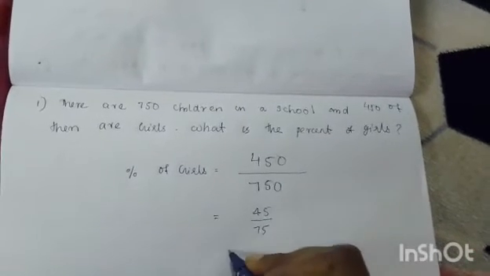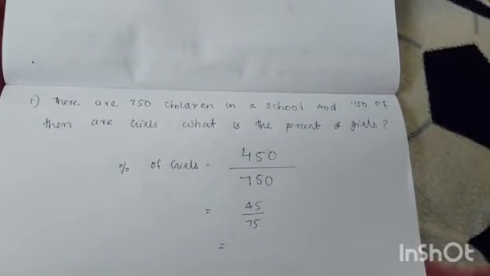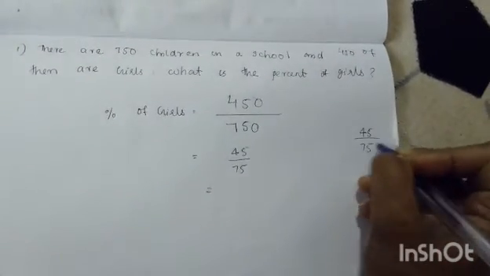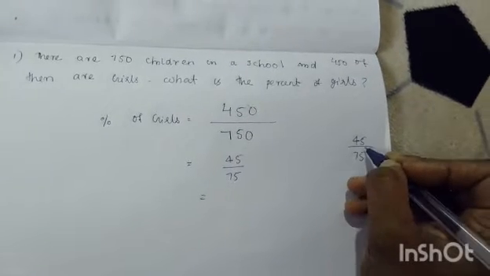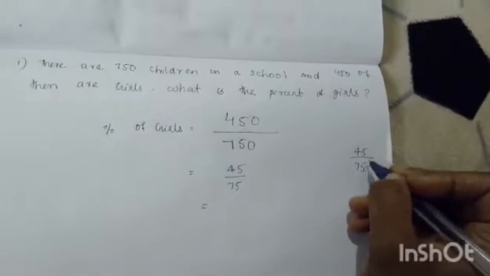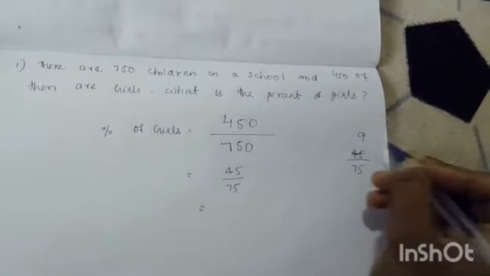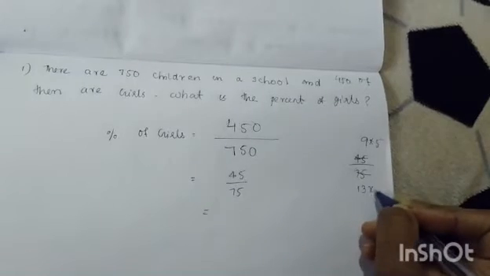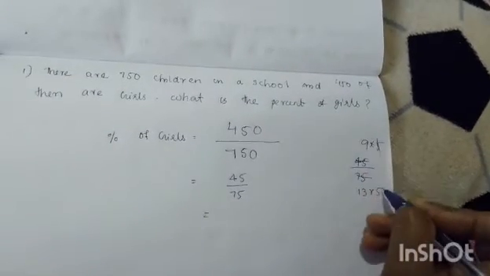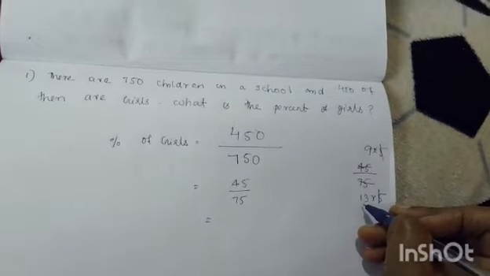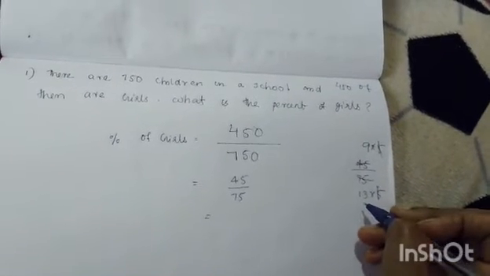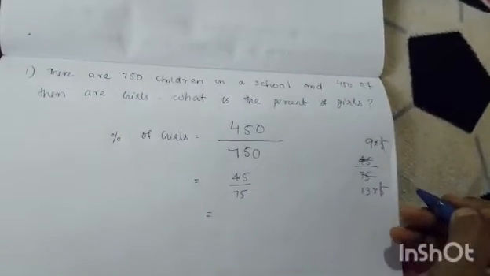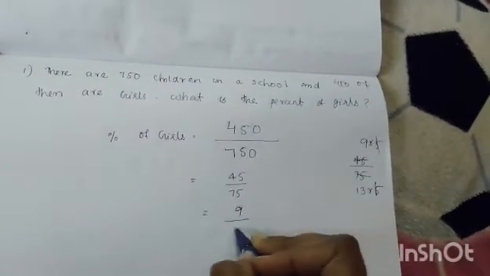45 reduced over 75. Both 45 and 75 end with 5, so it is divisible by 5. 9 fives are 45, and 15 fives are 75. Both 5s get cancelled. We get 9 by 15. If we get a prime number anywhere in the numerator or denominator, we cannot reduce it any more. So 9 by 15 is the fraction.